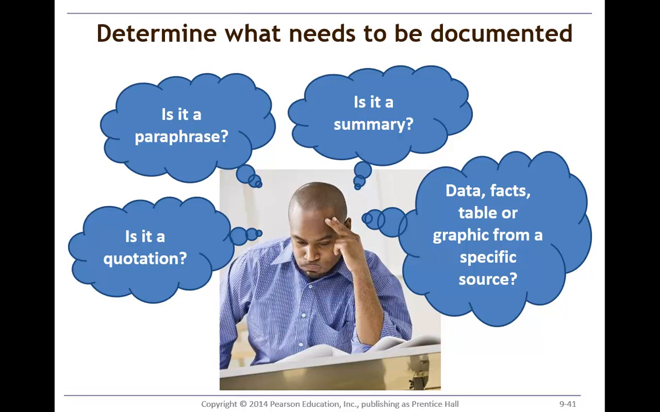Specific facts or data. You also need to cite every piece of information that is not common knowledge or the result of your own research. This includes opinions, arguments, speculations, as well as facts, details, figures, and statistics. Writers are often confused about what is common knowledge.